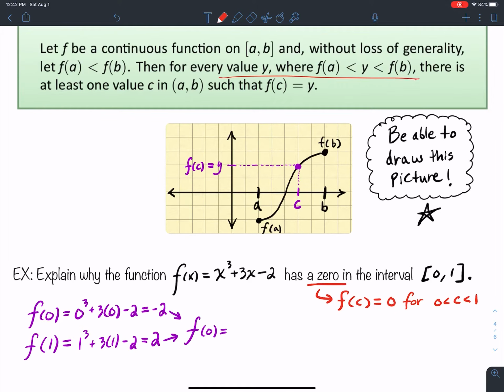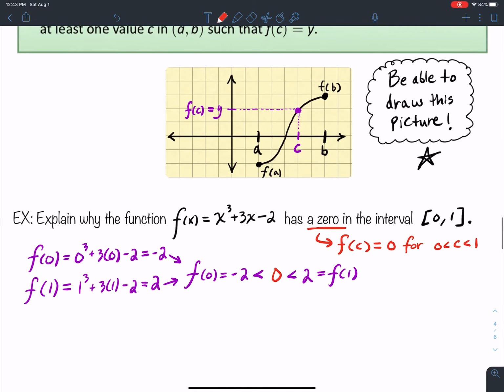Then for every y value, so that f of a is less than y is less than f of b, what is the y we're trying to show here? The y is your 0, okay? So f of a is -2, that's what we found there, is less than your 0, that's what we're trying to show, why it has to have a 0. And that's less than your f of b, which is your 2. You see how we're literally using this definition here. So that's the f of 1, which was the 2 that we found.